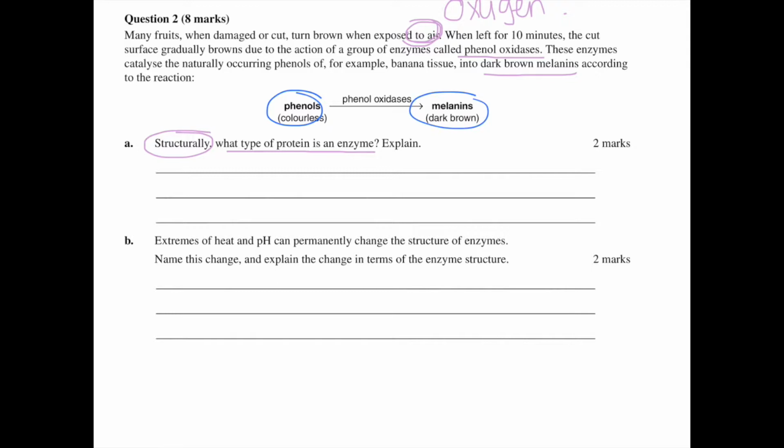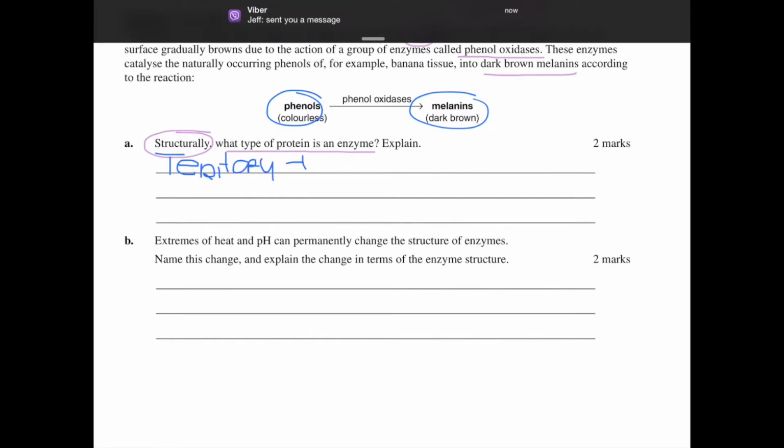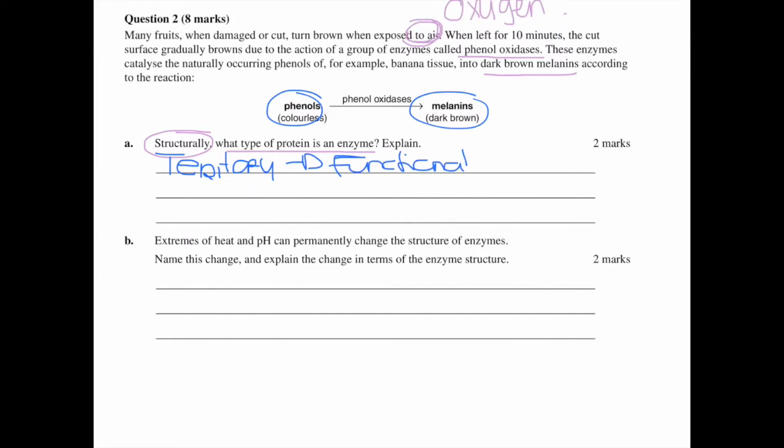Okay, so I'm just going to write it here really quickly. So you need to say that it's tertiary, because tertiary is the functional shape. I think they like you to also include 3D functional shape, which in this case is the active site, which allows substrate to bind with the active site to produce your product. Always make sure you finish off your sentences and be specific to active site, what the substrate are, and what the product are.